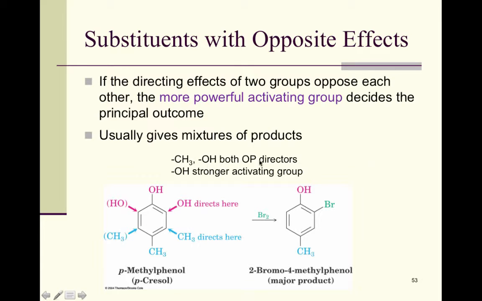CH3 and OH are both OP directors. OH is a stronger activating group. So when we see the OH here would want the new reactant, in this case we're going to put a Br on the ring, would want it to go ortho to itself and para, but the para is already taken, so only these two spots would be directed. The CH3 would like it to also be ortho to itself, so it would be these two. When we take a look back at the directive influence, which is a stronger activator or weaker, we see that the OH is a stronger activating group. So it's going to win. It would be the major product. Remember, we usually get a mixture of products.